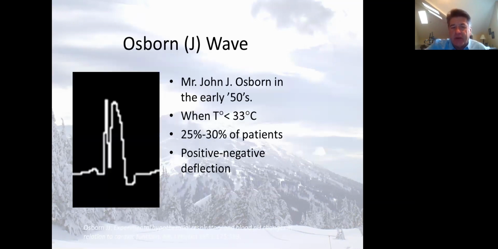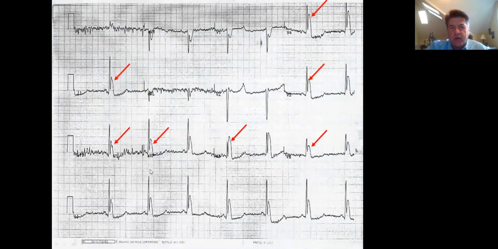This is a good indication of a J wave. It was discovered by Mr. John Osborne in the early 1950s when he had some test subjects who had temperatures less than 33 degrees. He saw this in about 25 to 30% of the patients. And you can see it is a positive-negative deflection. So here's your P wave, you get a Q, R, S, and then you get this weird little up and down with this inverted T wave. This is what they look like on a 12-lead EKG. They're pretty distinctive. Sometimes they'll throw this question at you for a board question.